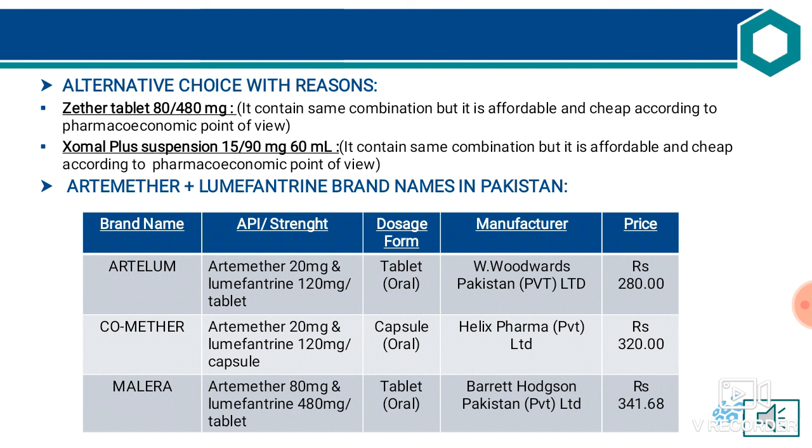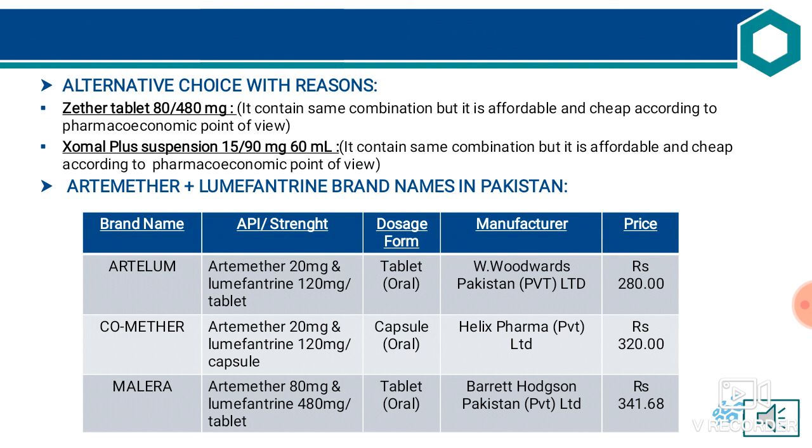Alternative choice with reasons. Zither tablet 80 to 480 mg. It contains the same combination, but it is affordable and cheap from a pharmacoeconomic point of view. Zymol plus suspension 15 to 90 mg, 60 ml. It contains the same combination, but it is affordable and cheap from a pharmacoeconomic point of view.